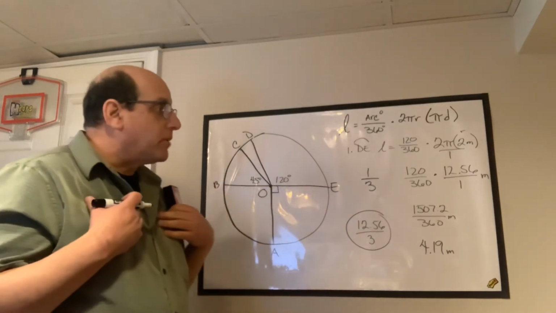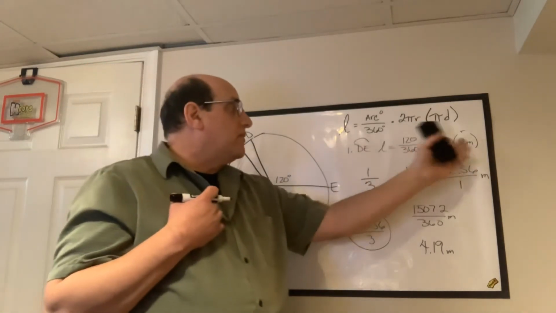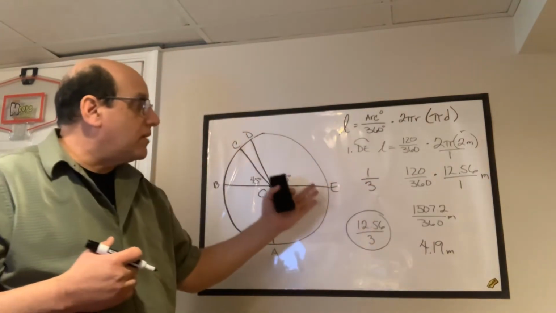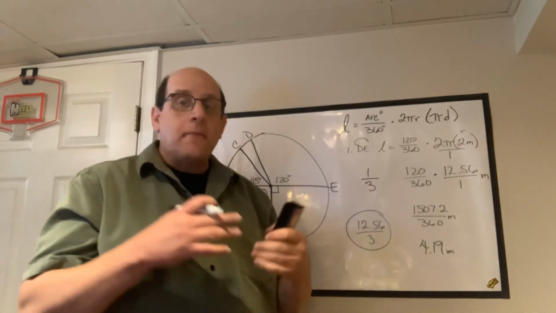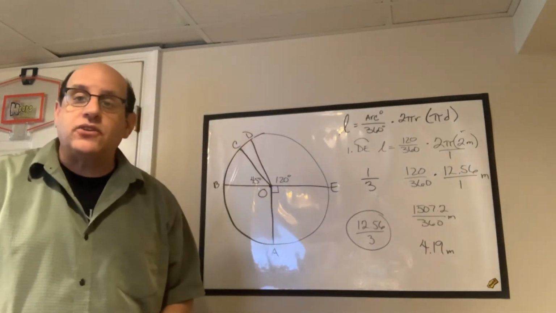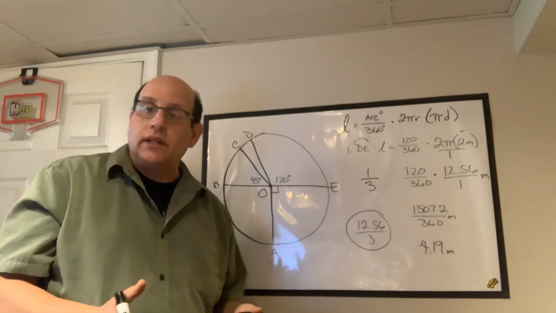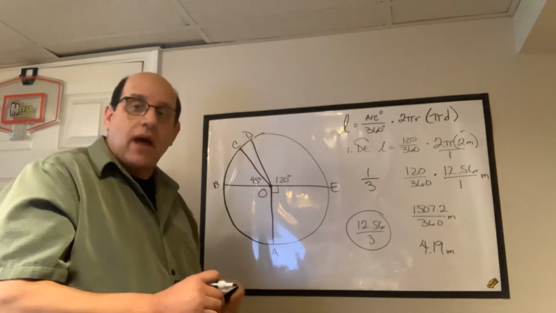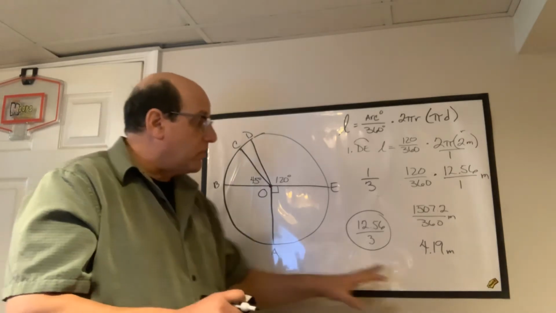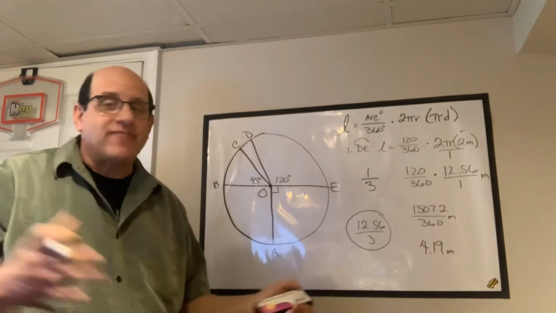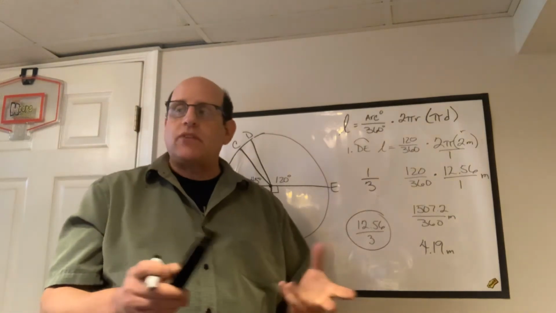For my purposes, I would leave this in terms of pi, and I'd say it'd be 4 pi over 3, and that's a perfectly valid answer. No one likes it, apparently, in lower math or geometry because we want to find that actual value. Oh well, that's the way it goes.